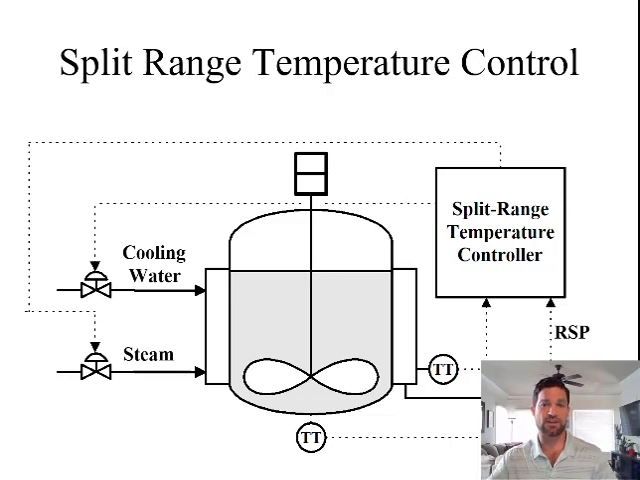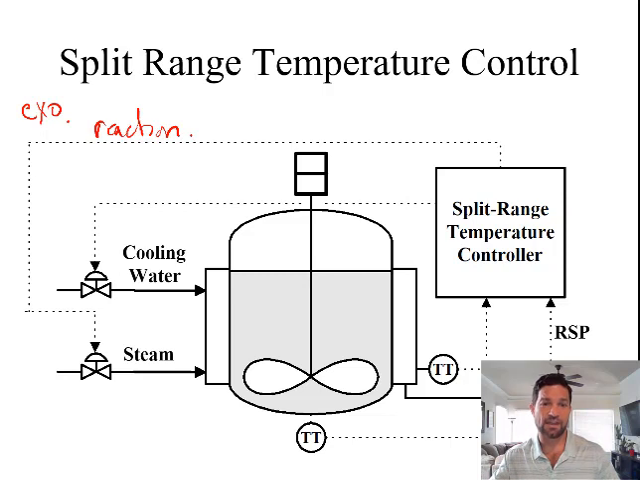an example of split range temperature control. So for split range temperature control, you could have a reactor system that might require both cooling water and steam. So for example, think about a reaction. What type of reaction? So probably an exothermic reaction.